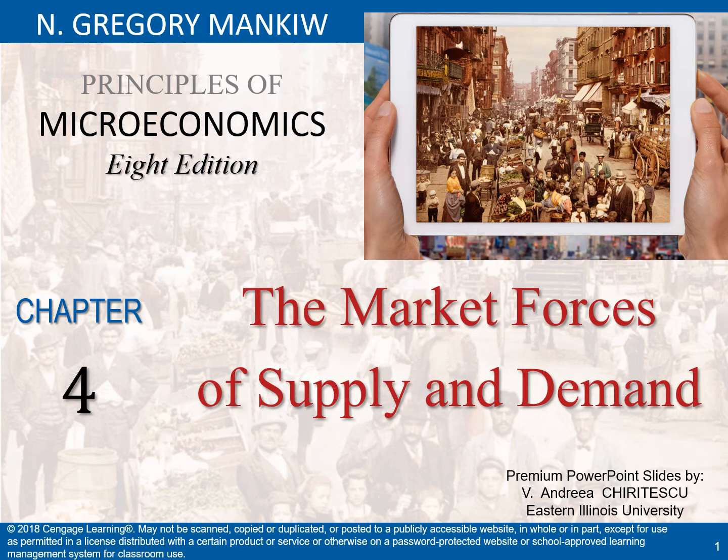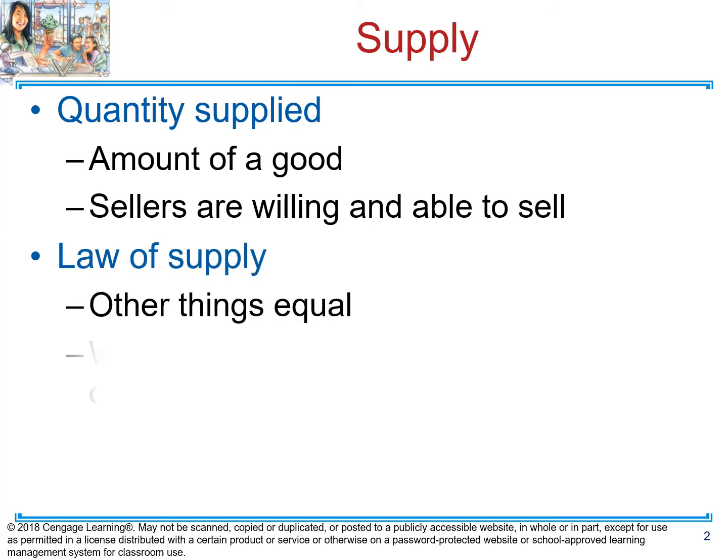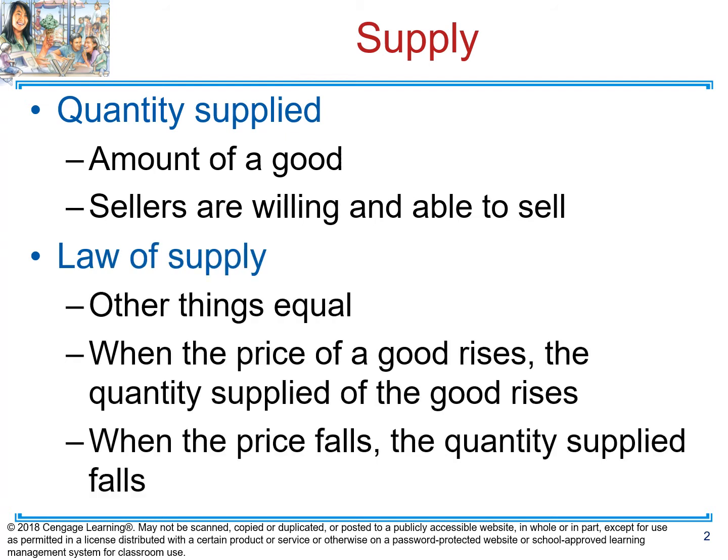So guys, we continue with chapter 4, market forces of supply and demand, and we're going to move on to a supply curve. So quantity supplied is the amount of any good that a seller is willing and able to sell. Not what he must or has to sell, but what a seller is willing and able to sell. And a lot of things are going to determine quantity supplied, but one of the main things is the price of the product.